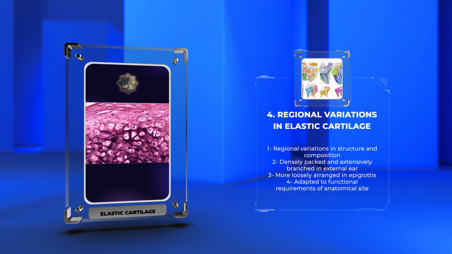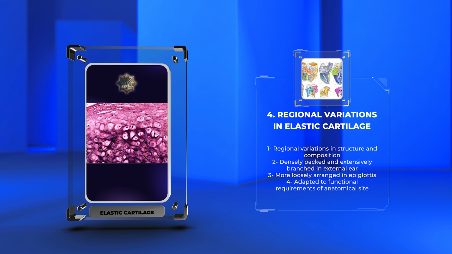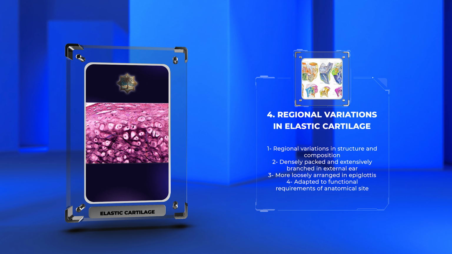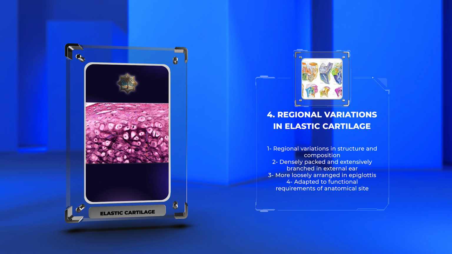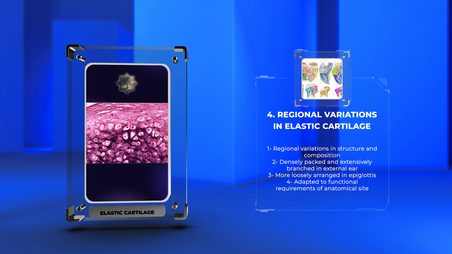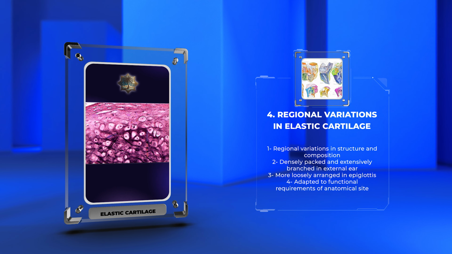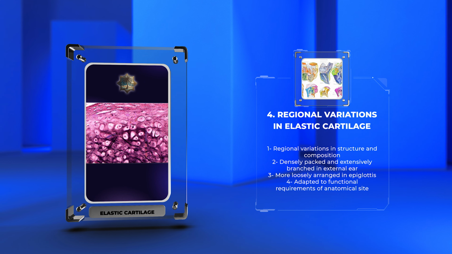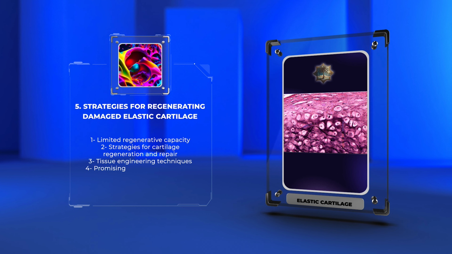For example, in the external ear, elastic cartilage is densely packed and extensively branched, providing shape and supporting the framework of the ear. In contrast, in the epiglottis, elastic cartilage is more loosely arranged, allowing for flexibility during swallowing. Each variation in structure and composition is specifically adapted to the functional requirements of the anatomical site in which the elastic cartilage is located.